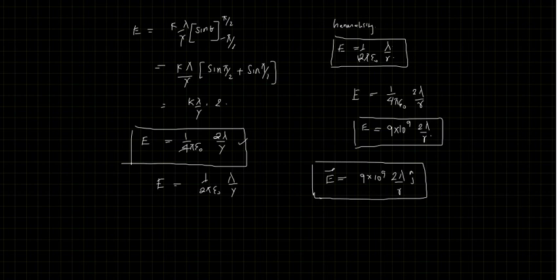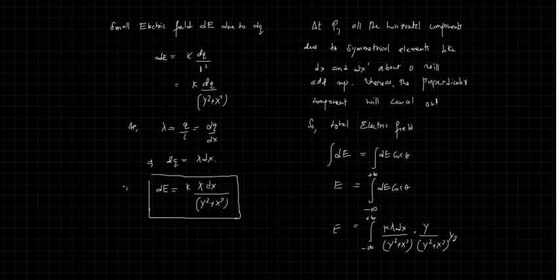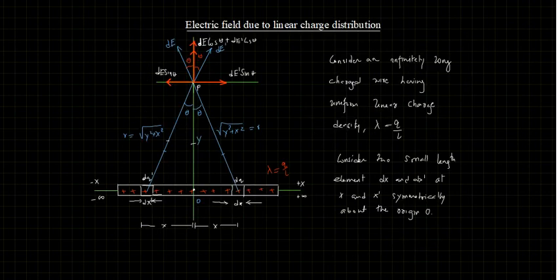So this is the electric field due to a linear charge density at a point using the continuous charge distribution method. We can do the same thing with Gauss law, but this is in terms of continuous charge distribution. I hope you are able to understand it.